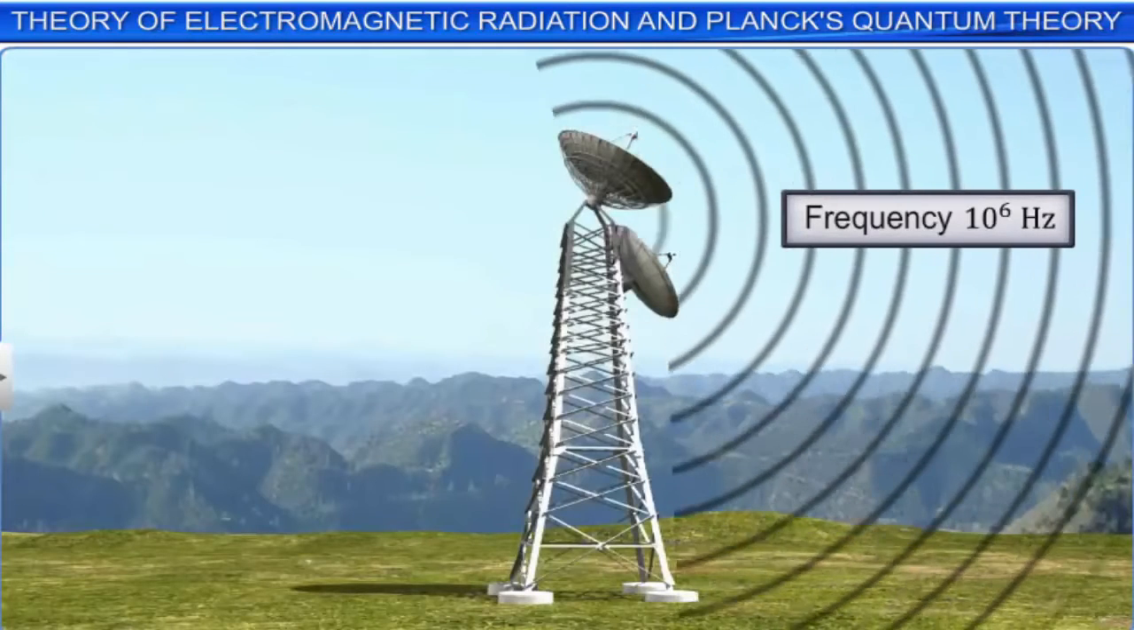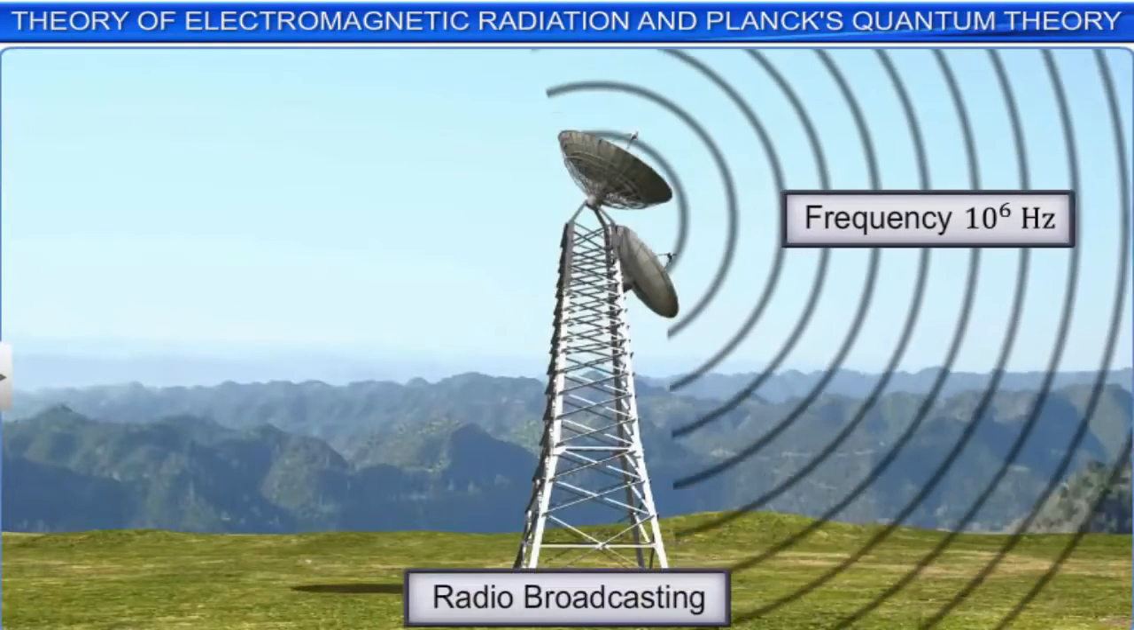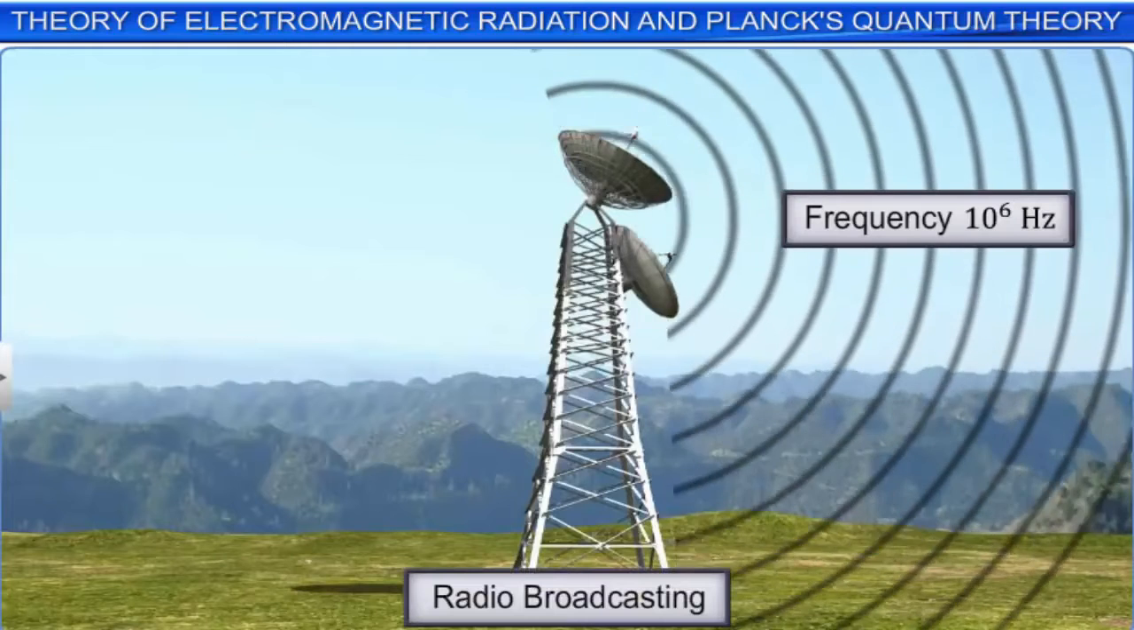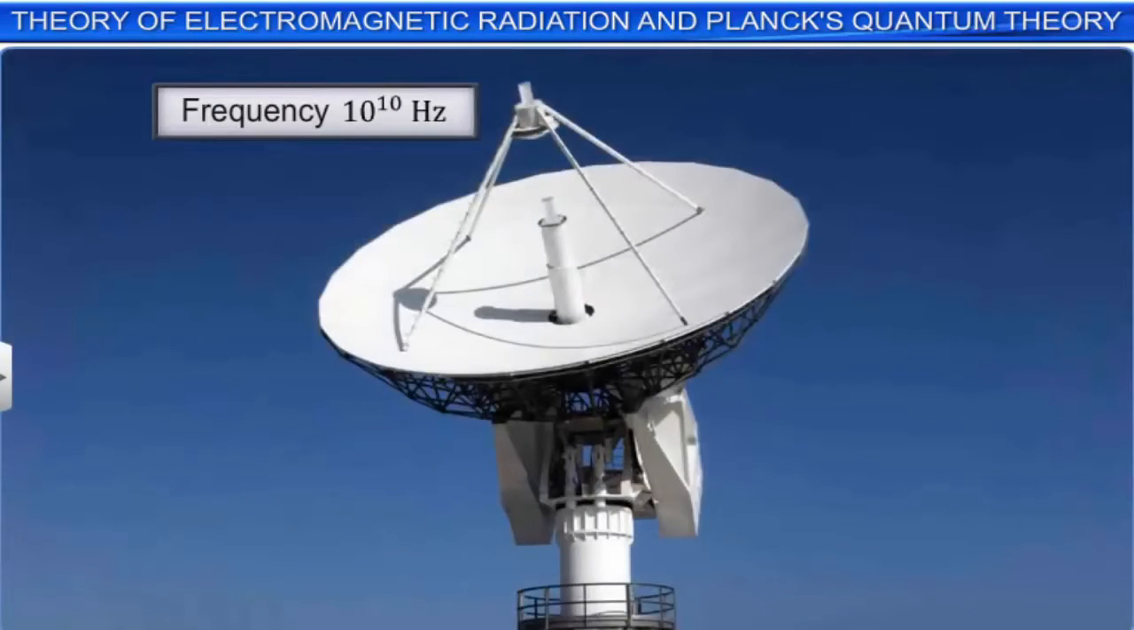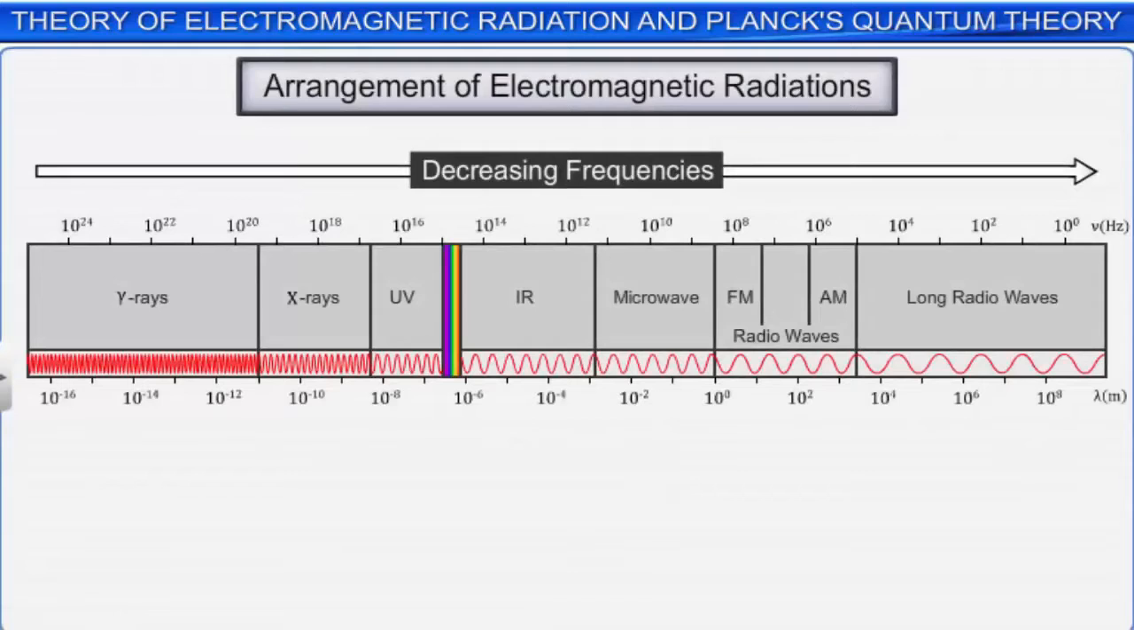In the electromagnetic spectrum, the radio frequency region around 10^6 Hz is used for broadcasting. The microwave region around 10^10 Hz is used for radar. Two other kinds of electromagnetic waves are X-rays and gamma rays.